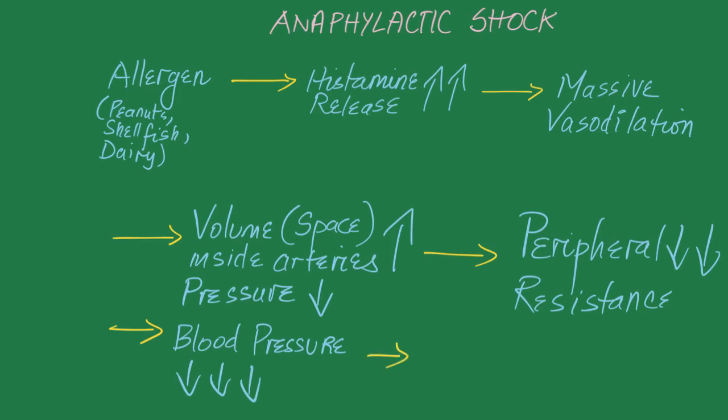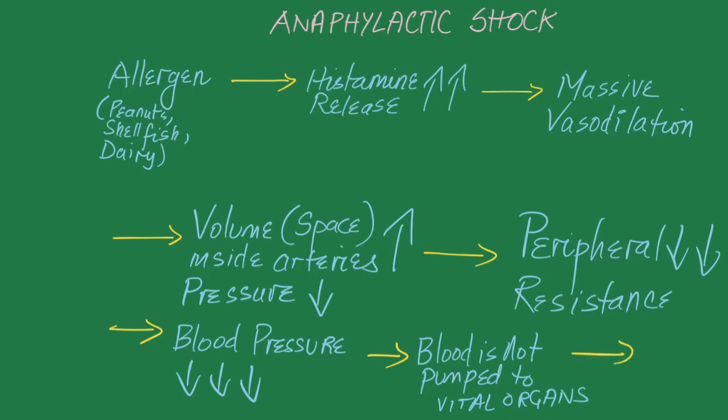We need blood pressure to pump blood to all the vital organs, especially starting with the head, because you need more pressure to send blood to the head. So blood to the brain and other major organs like the liver and the kidneys goes down greatly, so it's not pumped to the vital organs, and that leads to death. We call this anaphylactic shock.